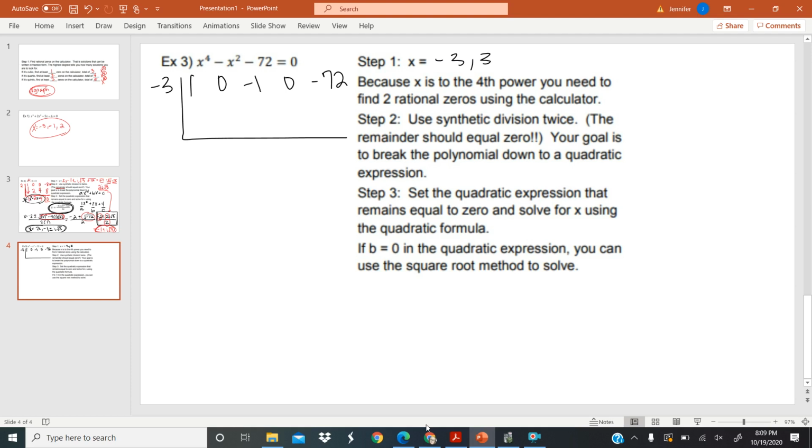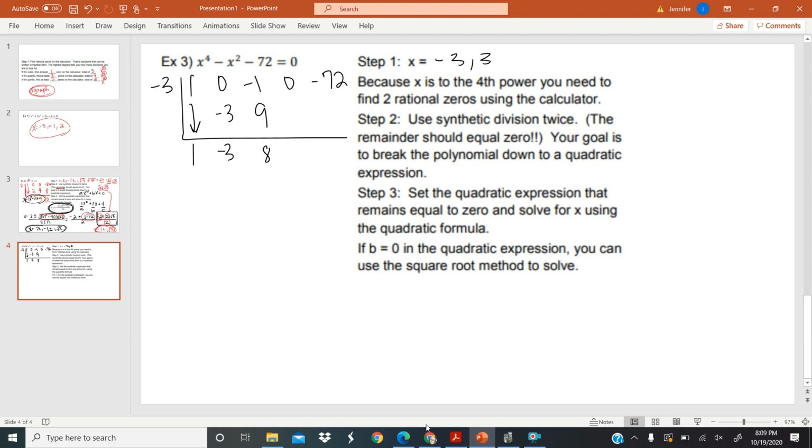So this is a little bit longer than a lot of the synthetic division that we've done, but it's still going to be the same process. So we're going to drag down that first 1, multiply by the negative 3. 0 plus negative 3 is negative 3. Times negative 3 is 9. And then negative 1 plus 9 is going to be 8.